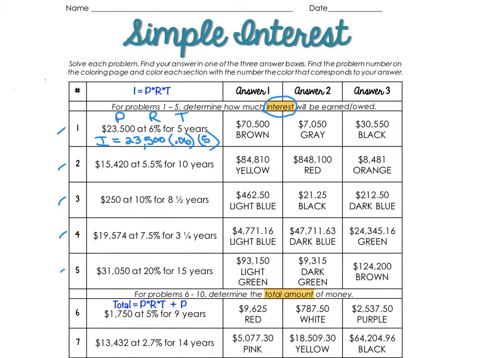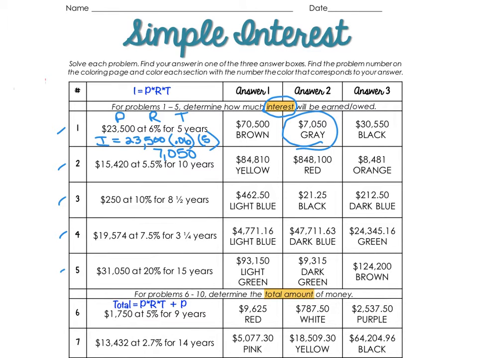Okay, so I'm going to multiply those 3 numbers on my calculator, 23,500, 0.06, and 5. All right, so when I multiplied all of that, I got $7,050. So I see that answer right over here, right? So that means gray is my answer for that first one.